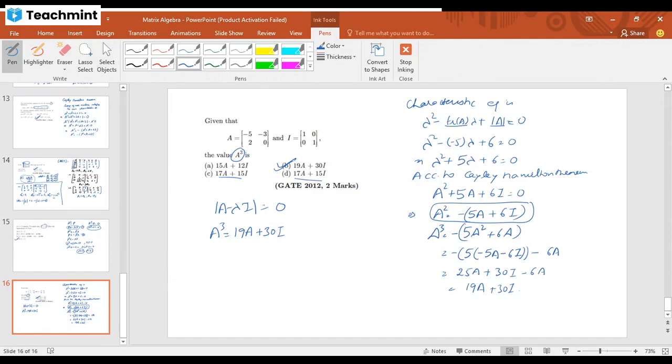Okay, so these are some MCQ type problems based on linear algebra. I have taken these problems from the GATE examination, which are standard problems. So I hope if you practice these problems, you can get an idea of how we can solve the MCQ type problems based on these topics.